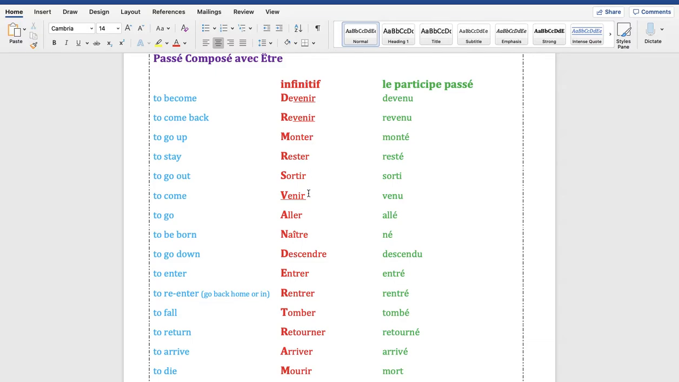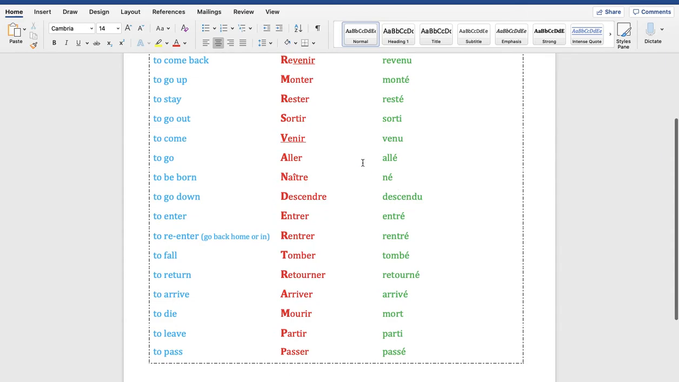Then we go on with the Mrs. part. We have monter, nice regular ER ending, so we have an E accent aigu. Same with rester. Sortir, nice regular IR verb, sorti. We already saw venir, so we'll keep going. Aller, nice regular ER ending. Okay, aller is not a regular verb yet. The past participle is regular.